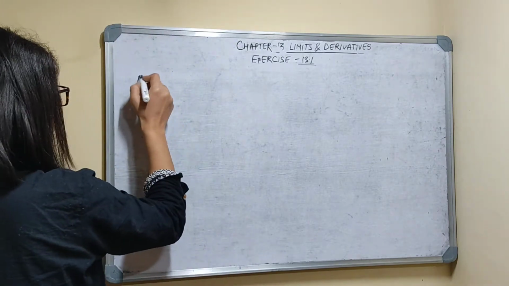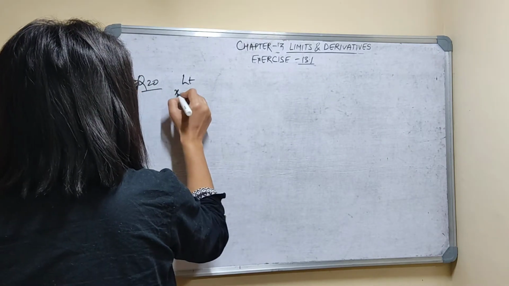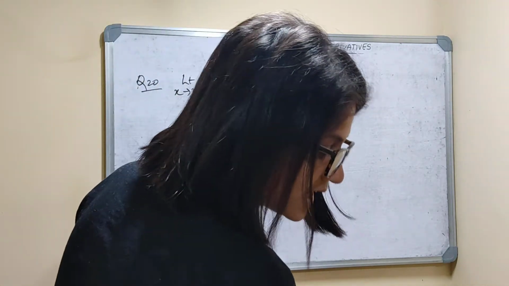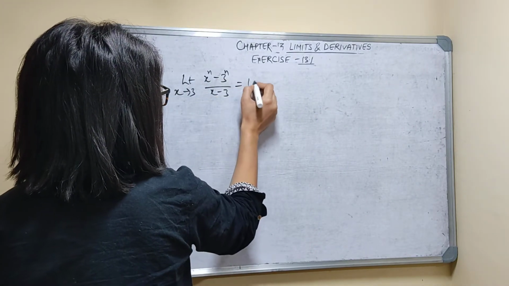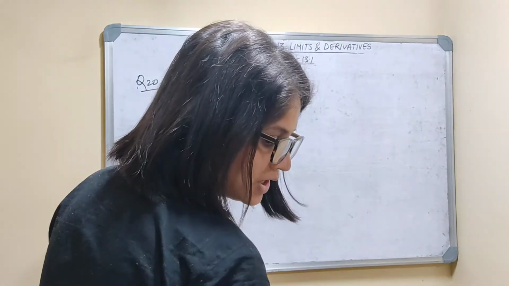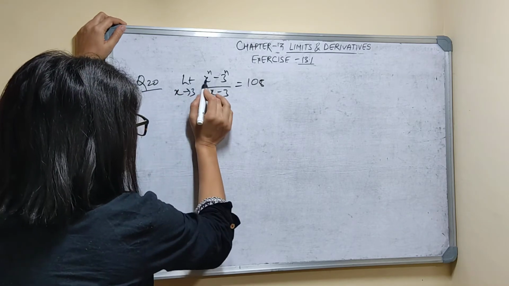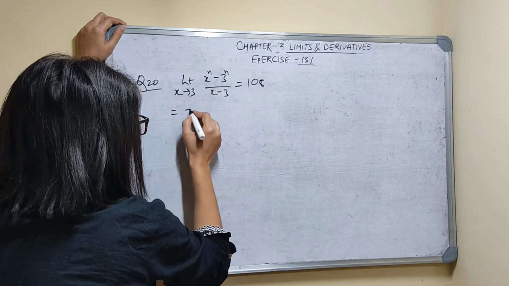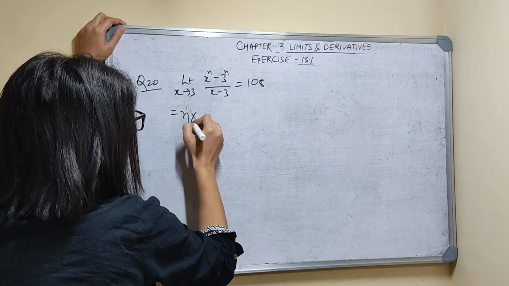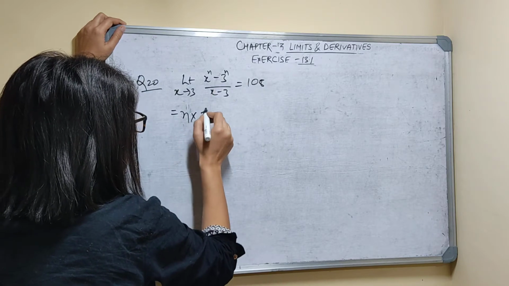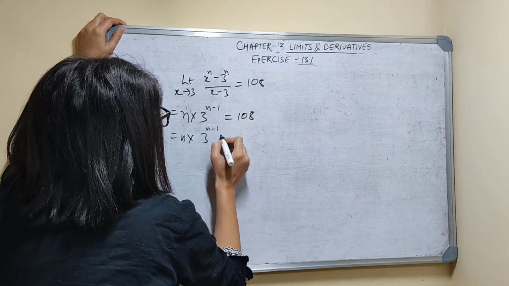Question number 20. You can see it's given that limit x tends to 3, (x power n minus 3 power n) upon (x minus 3) is equal to 108. Find the value of n, where n belongs to natural numbers. How can I write? Limit x tends to 3, (x power n minus 3 power n) upon (x minus 3) is n into a power n minus 1, that is n into 3 power n minus 1, which is equal to 108.